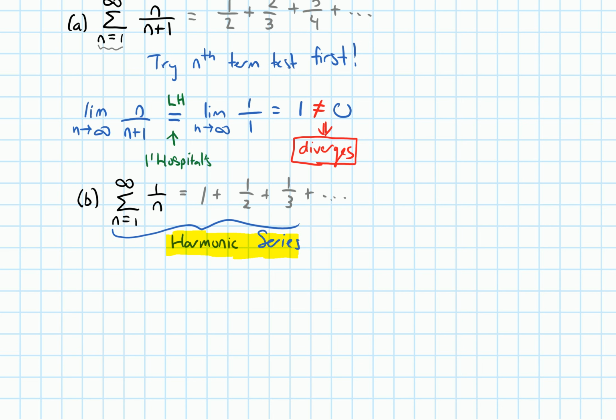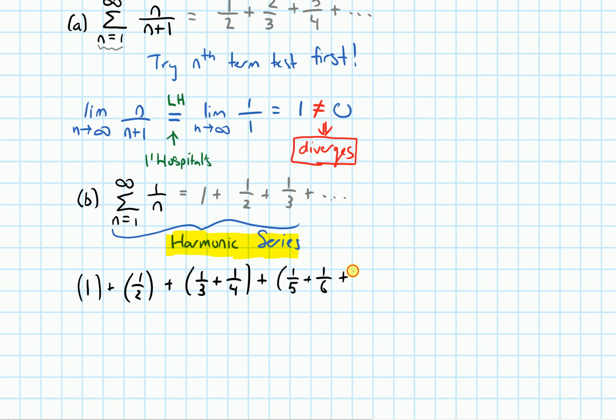Okay, so what I'm going to do is I'm going to write just the first term by itself, 1, and then just the second term by itself, 1/2. And then the next two terms I'm going to write together, so 1/3 plus 1/4. And then I'll write the next four terms together, so 1/5 plus 1/6 plus 1/7 plus 1/8. And if we were to keep going, the next group would have 8 terms. And the next group after that would have 16 terms put together.